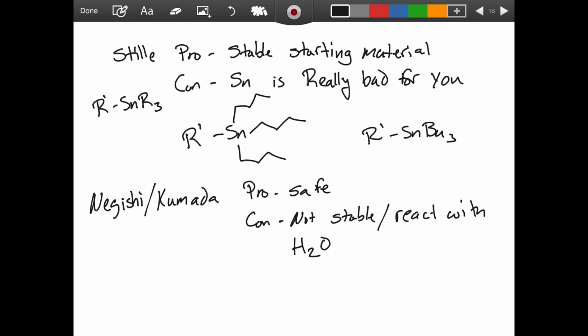So, pros and cons. It is what it is. Now, kind of the happy medium between the Stille and the Negishi and the Kumada, where you have both stable starting materials and things that are safe, are Suzuki reactions.